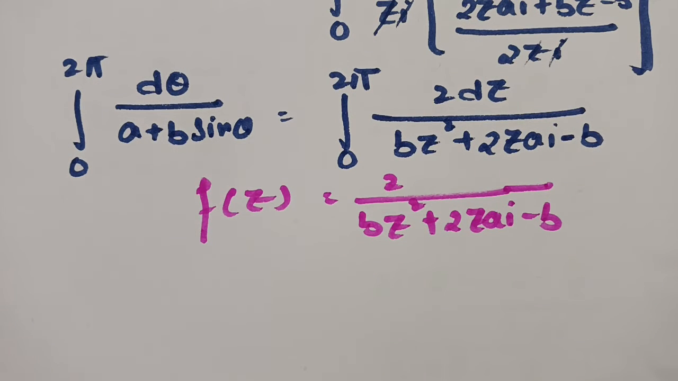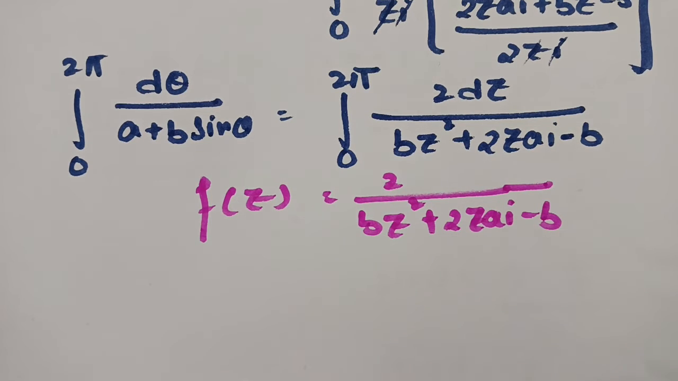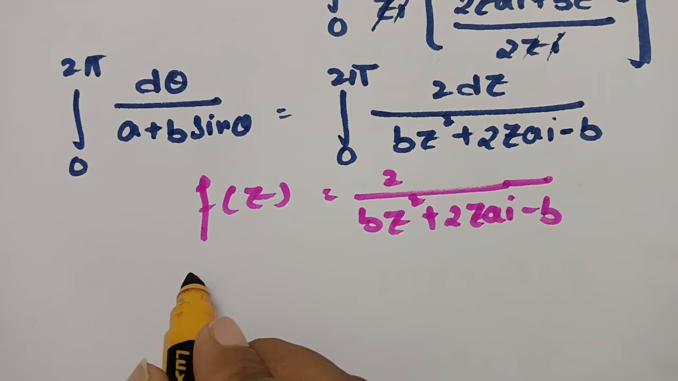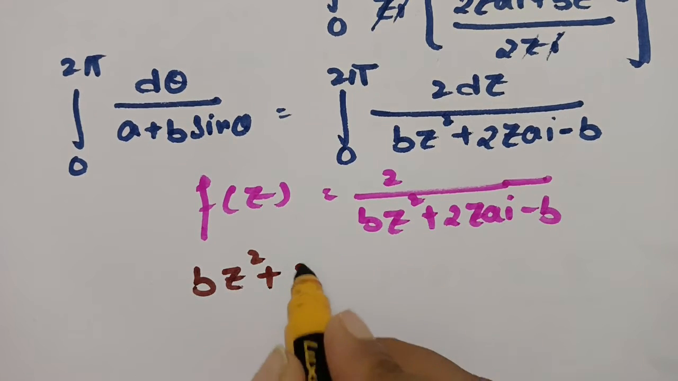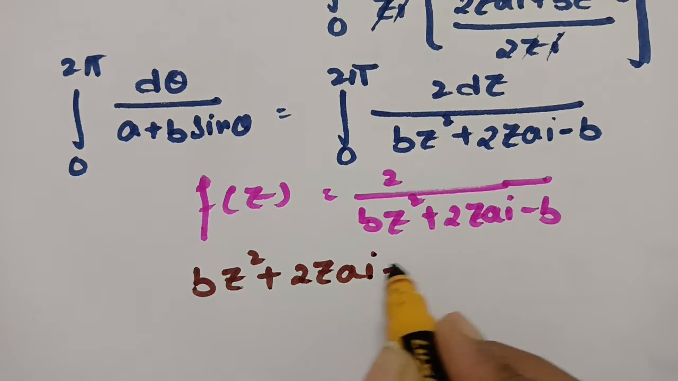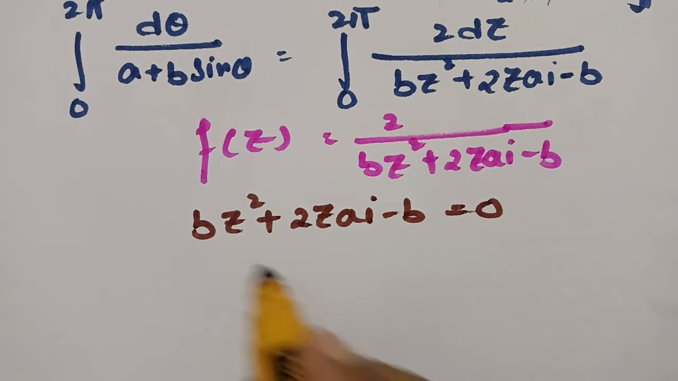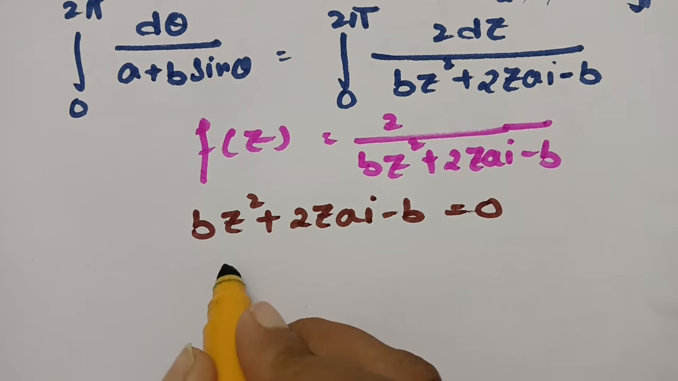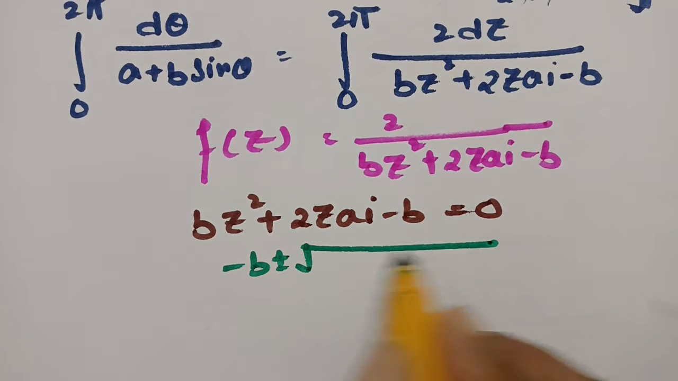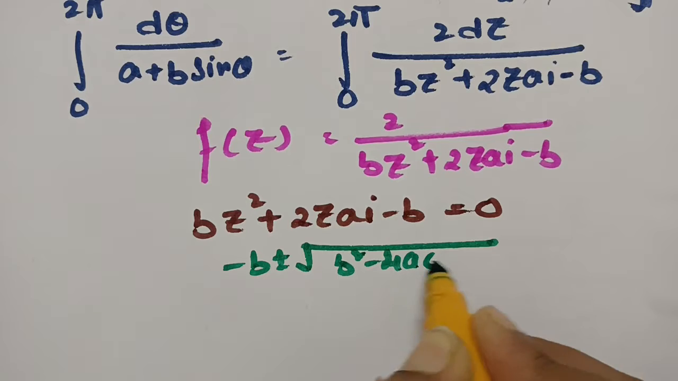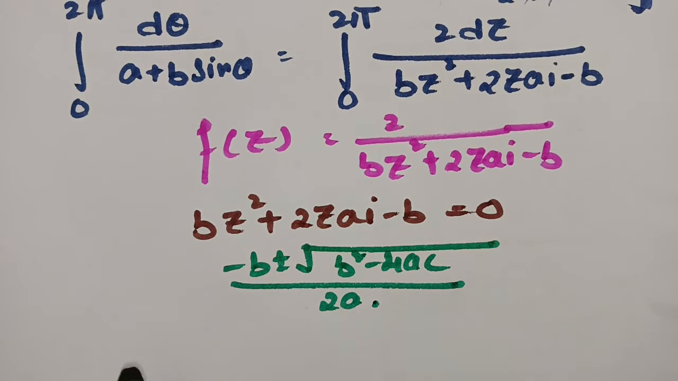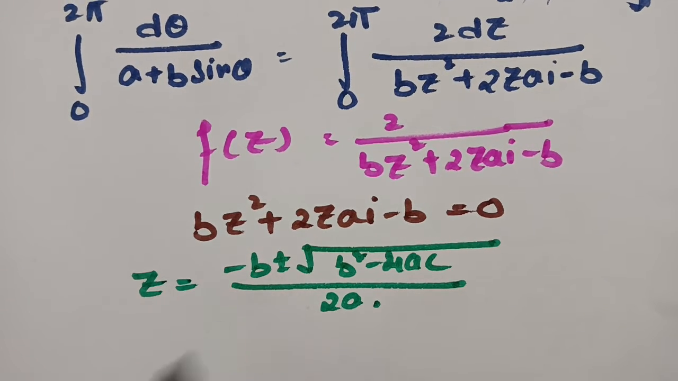So now what do we have to do? In order to find the poles, we have to again equate this denominator to 0. So if I equate the denominator to 0, this will be bz² + 2zai − b = 0. So how do we find the poles? We have to find the roots of it. After equating, the formula here is (−b ± √(b² − 4ac)) / 2a. So that we will get the z root values.